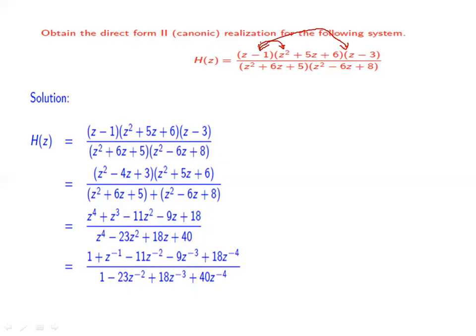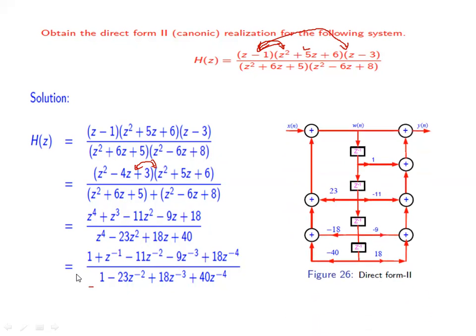Then we will take a product of these two first, that is z minus 1 and z minus 3, and these two we are just keeping as they are. Then again, by taking the product of these two, we'll get this function. Again, by converting the positive powers into negative powers, we'll get this. Here again, direct form 2 is asked directly, so we will write the direct form 2 implementation directly by taking this.